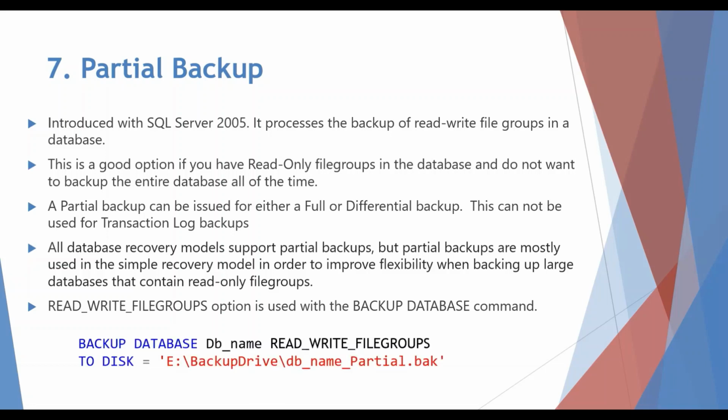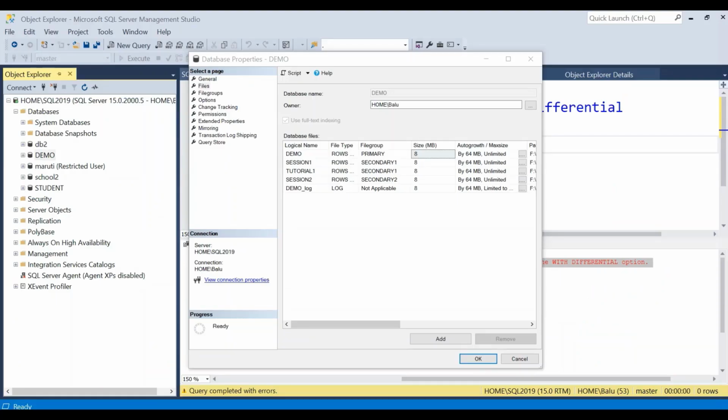The syntax is backup database, mention the database name and give read write file groups, and then mention the disk path. And partial backup supports all the recovery models, but it is mostly used in the simple recovery model in order to improve flexibility when backing up large databases that contain read-only file groups. I'll show you a simple example here. I'm going to take a backup.